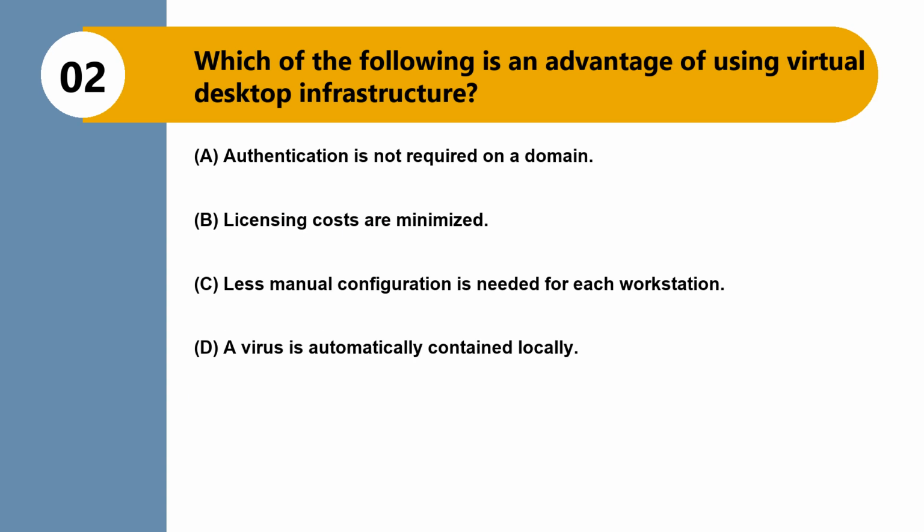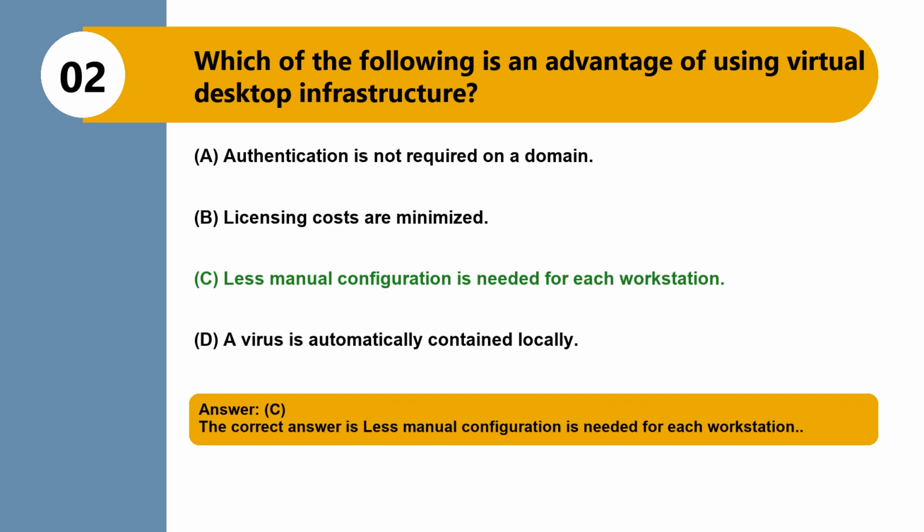Question 2. Which of the following is an advantage of using virtual desktop infrastructure? Option A, authentication is not required on a domain. Option B, licensing costs are minimized. Option C, less manual configuration is needed for each workstation. Option D, a virus is automatically contained locally. The correct answer is option C, less manual configuration is needed for each workstation.